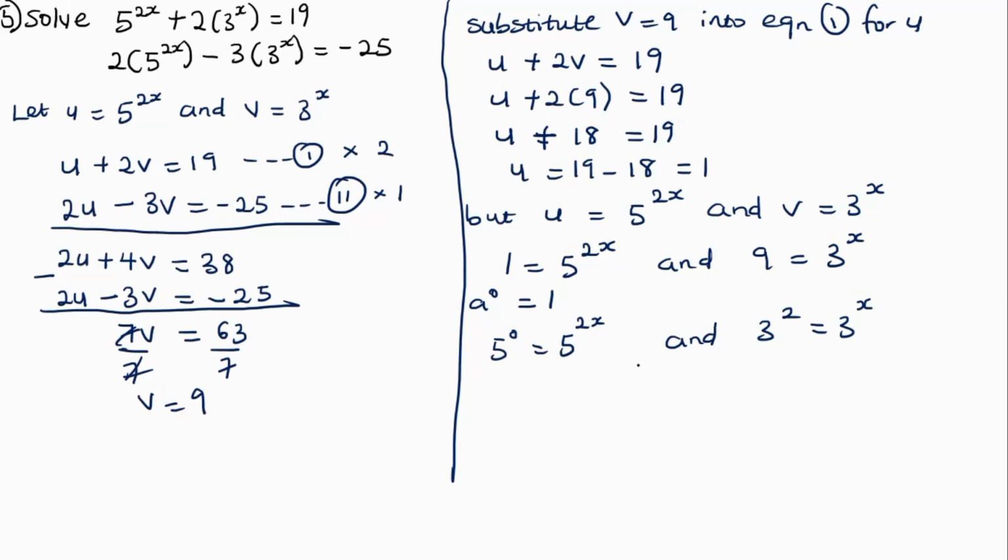So since the bases are the same, all we want to do is equate the exponents. So we have 0 is equal to 2x, and here, equating the exponents, 2 is equal to x. Now dividing both sides by 2 here, x is equal to 0, and x is equal to 2. So right here guys, this is our answer.